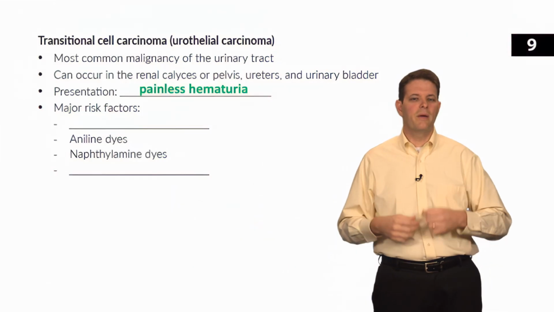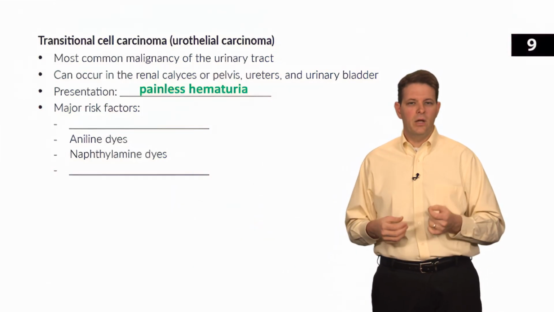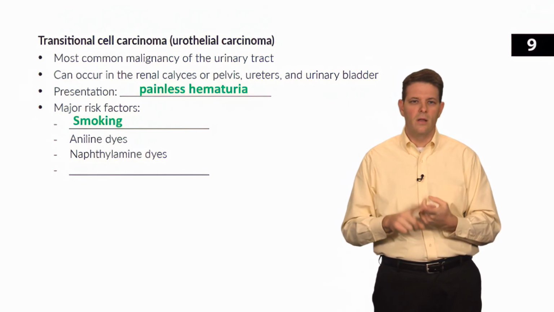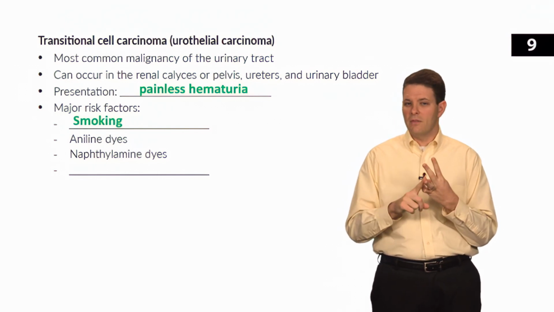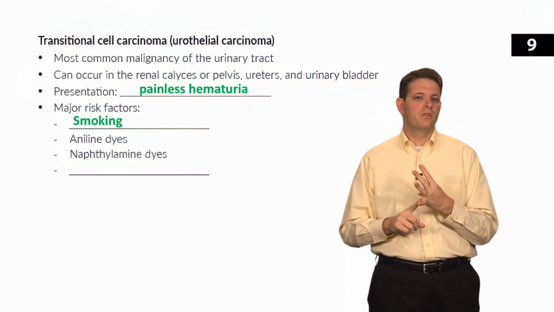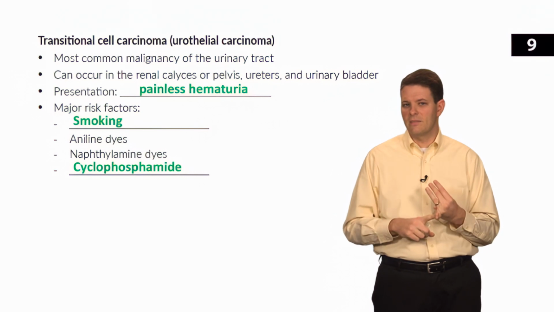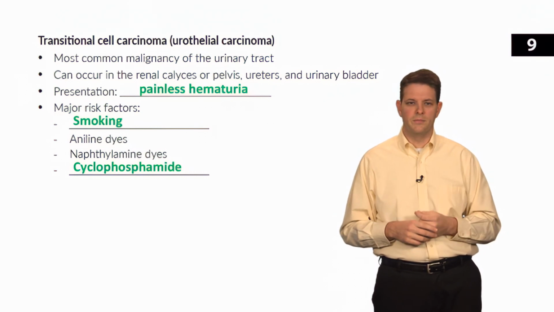It typically presents with painless hematuria, and you need to know the major risk factors. Smoking, which is the #1 risk factor by far, aniline dyes, naphthalene dyes, and the chemotherapy drug cyclophosphamide. Cyclophosphamide can cause hemorrhagic cystitis and urothelial carcinoma.